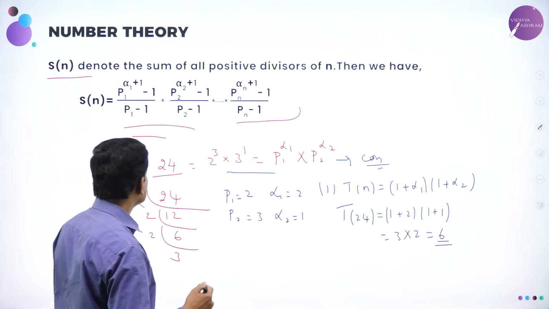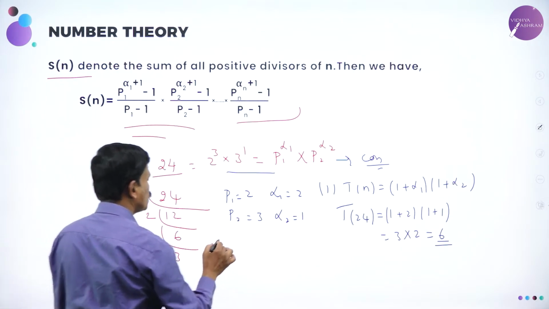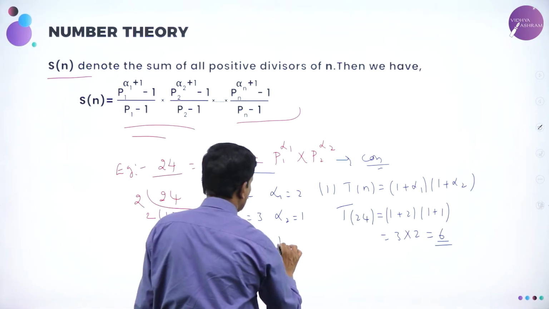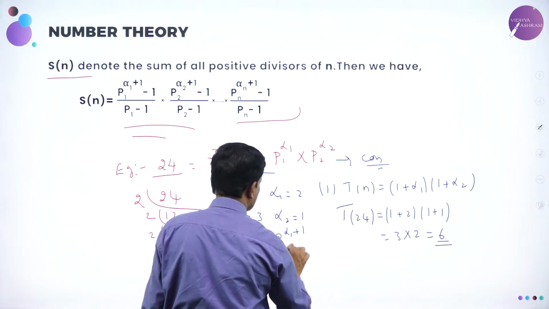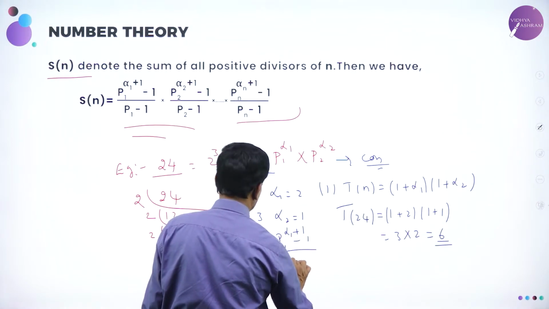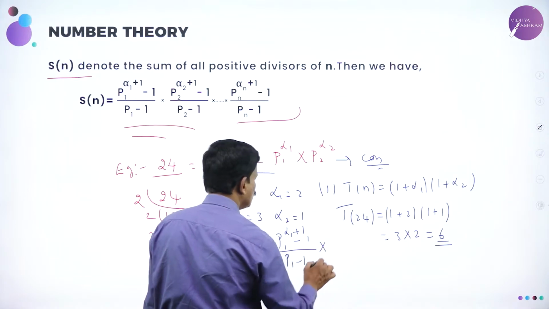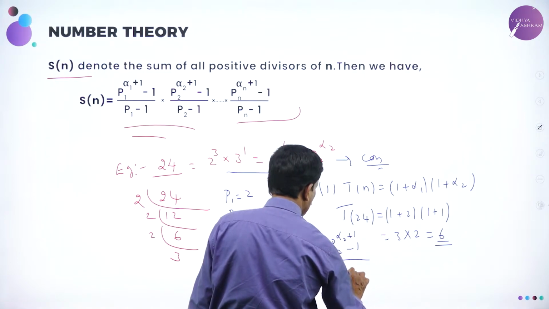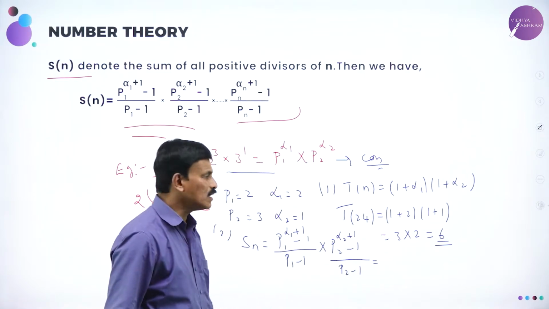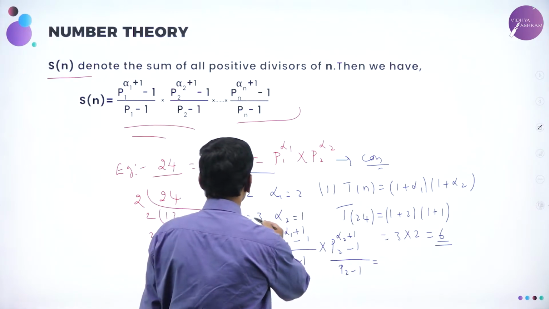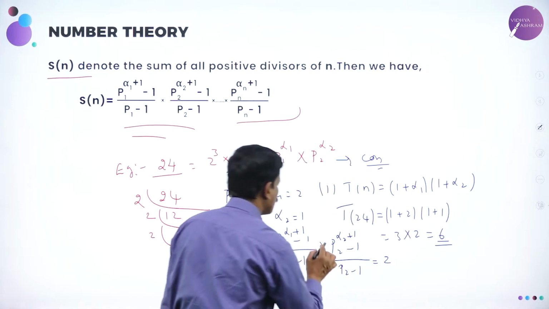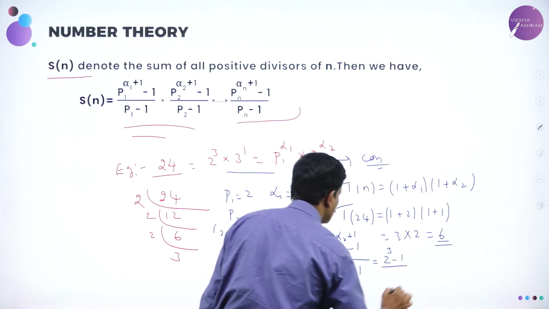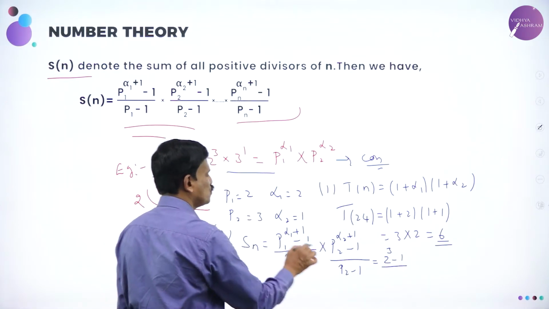Now, how to find the sum of positive divisors? The sum of positive divisors is denoted as S of n. S of n is equal to, what is the formula? (P1 to the power of alpha 1 plus 1 minus 1) divided by (P1 minus 1) into (P2 to the power of alpha 2 plus 1 minus 1) divided by (P2 minus 1). Now, substitute the values. P1 is nothing but 2 to the power of alpha 1 plus 1, 3 plus 1 is 4, so 2 to the 4 minus 1 divided by P1 minus 1, P1 is 2, 2 minus 1.